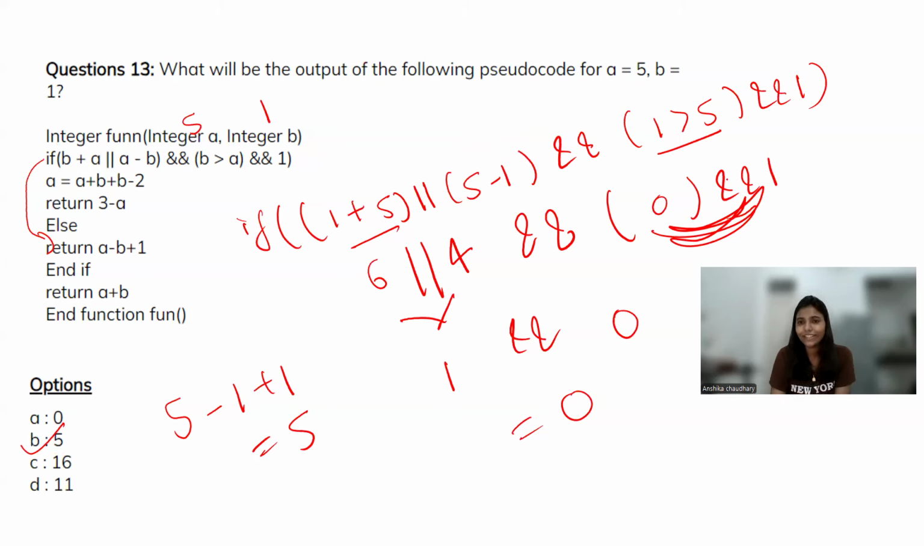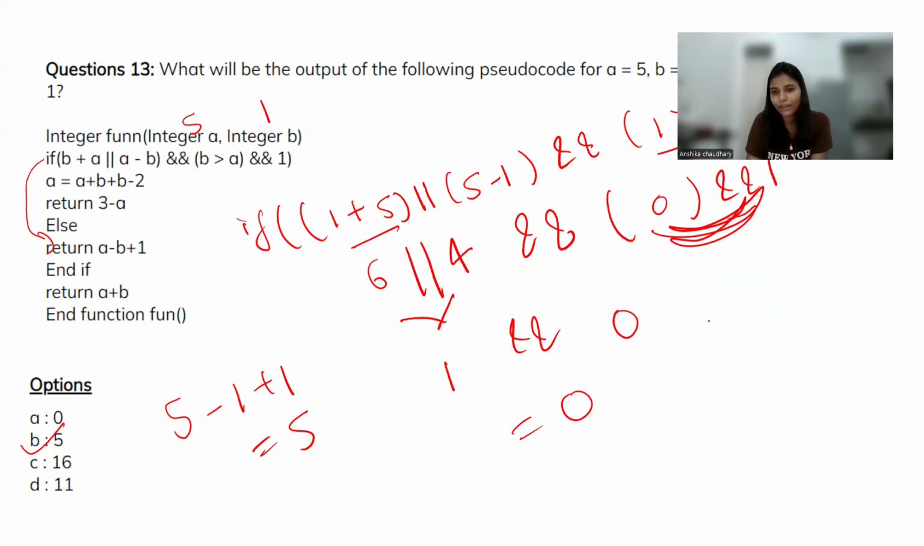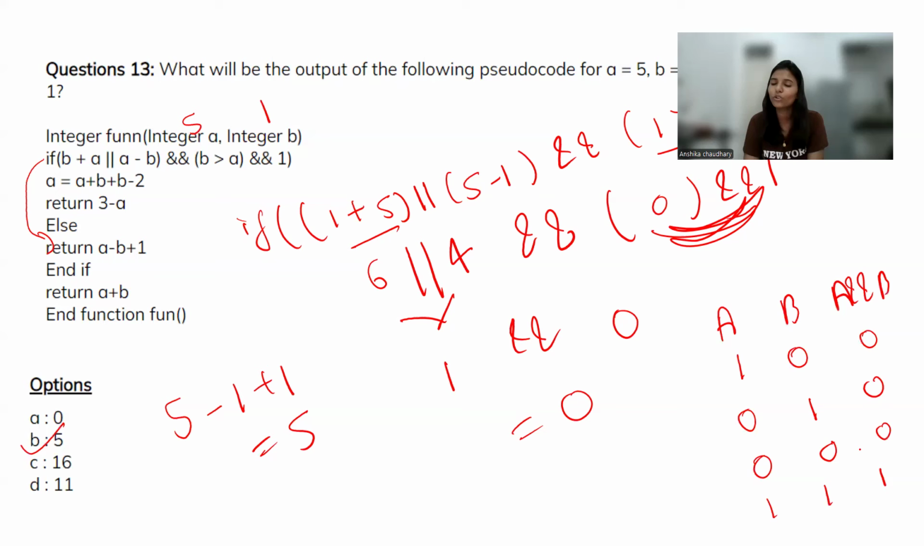If you didn't understand how this is going, this is logical AND. So the operator works like this: suppose this is operand A, this is operand B, and we need to find out A and B, right? If A is 1 and B is 0, the answer will be 0. If A is 0 and B is 1, again the answer will be 0. If A is 0 and B is 0, again the answer will be 0. If both are 1, only in that case the answer will be 1. So I can say that if any of the operands is 0, the answer will be 0 only, in the AND case. Okay.